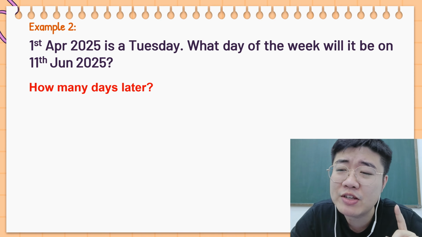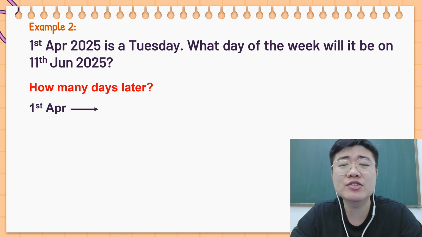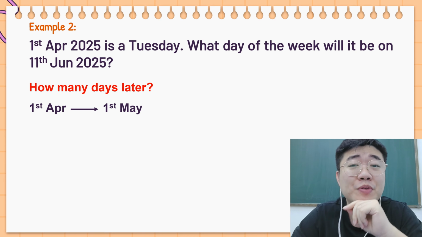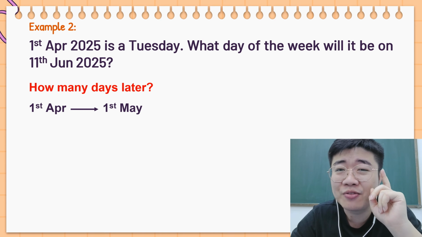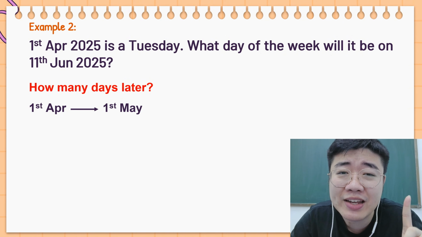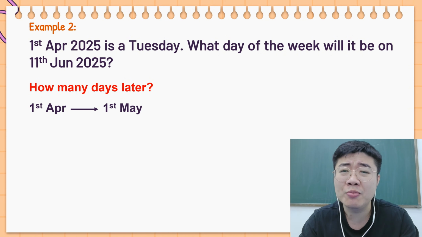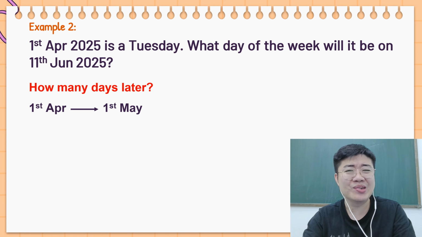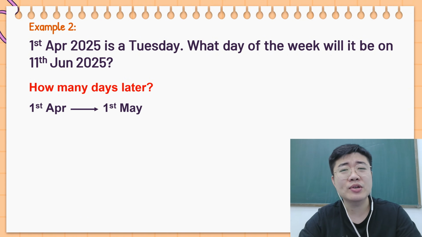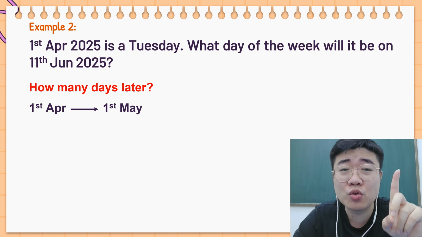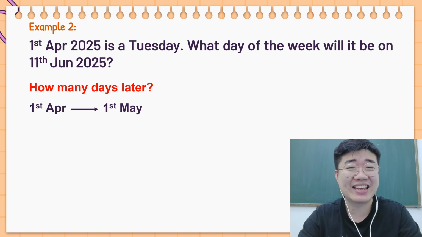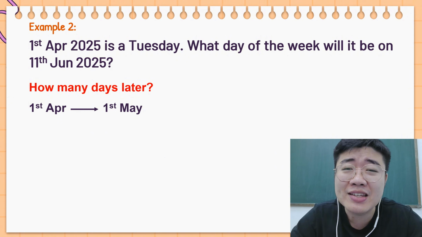So let's see. If it's 1st of April to 1st of May, this will be how many days later? Now, Aaron, before we answer this question, let's think of 2 similar scenarios. Now, if it's exactly 1 day later, we can also say this is how many hours later? Very good, Aaron. This will be 24 hours later. Now, second question. If this is exactly 1 week later, we can also say this is how many days later? Yes, this will also be 7 days later.